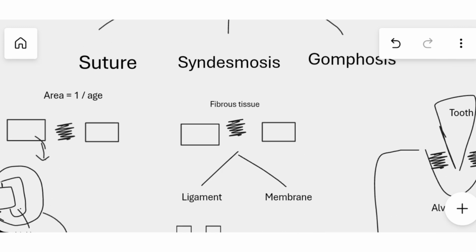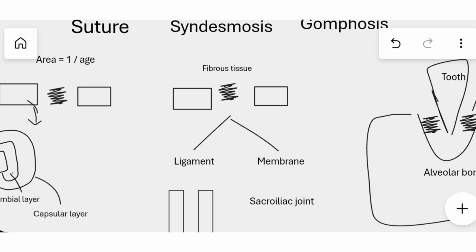And which type of fibrous joint is it? It is syndesmosis, right? And at some places this fibrous tissue could be replaced by a membrane, and an example of that is the sacroiliac joint, right?